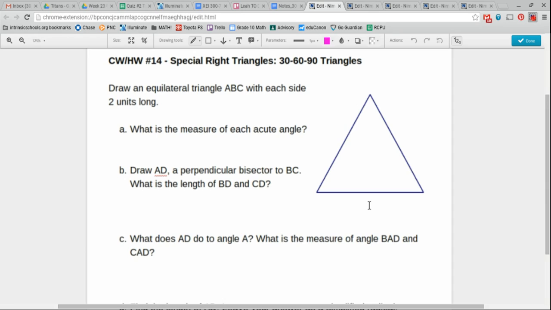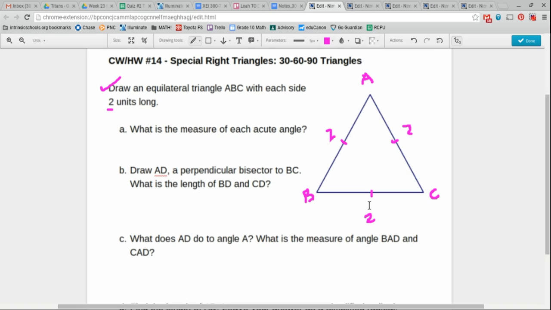shortcuts are. So the first thing we need to do is to draw an equilateral triangle ABC, and we want each side to be 2 units long. Okay, so I'm going to mark this side as being 2, this side as being 2. I'll put a little mark right here, and then down here as being 2. Okay, so my equilateral triangle ABC with each side being 2 units long. So I'm done with that one.